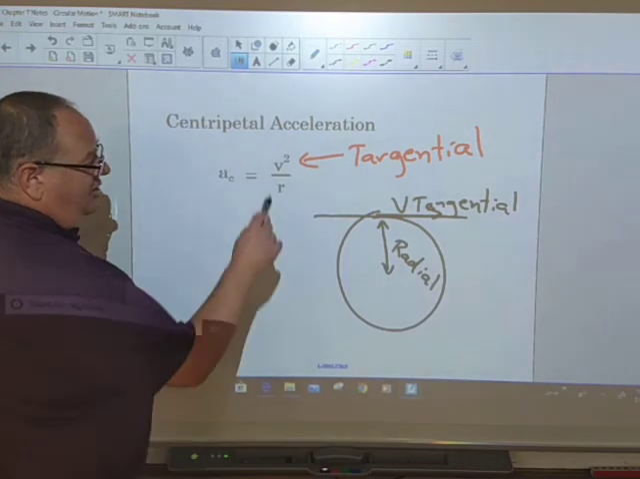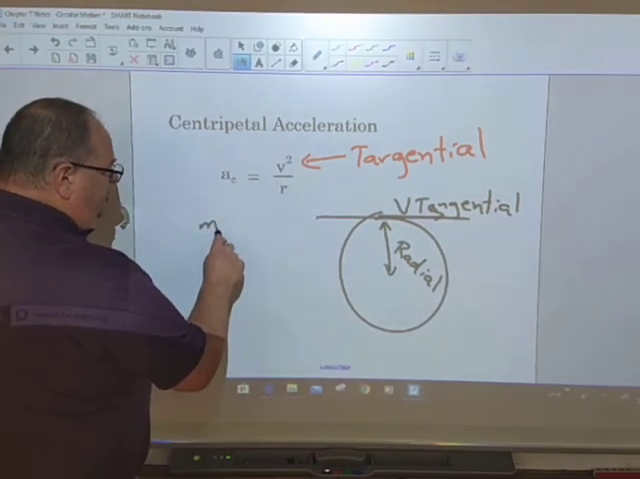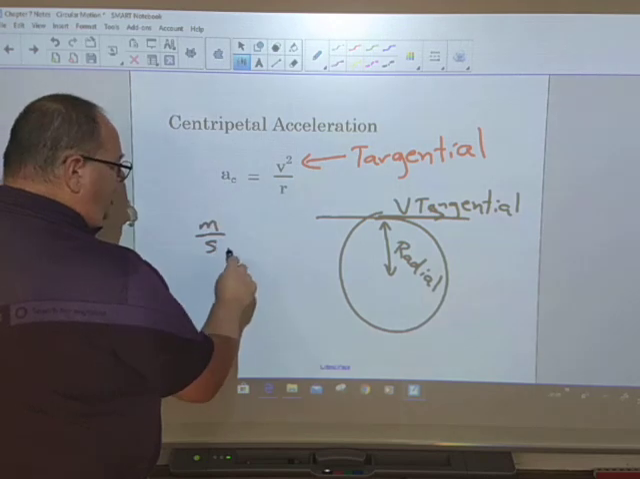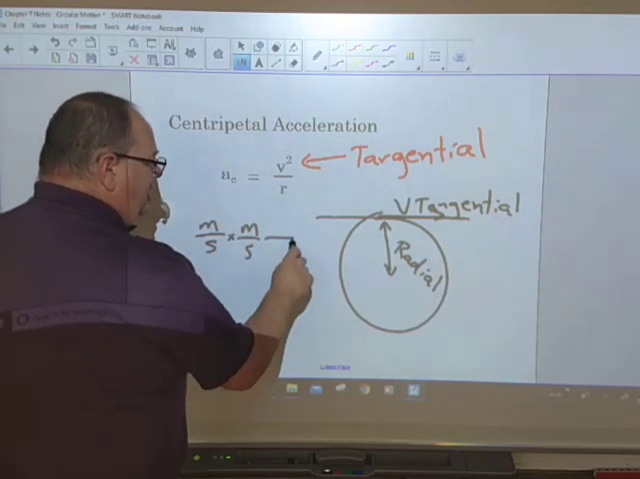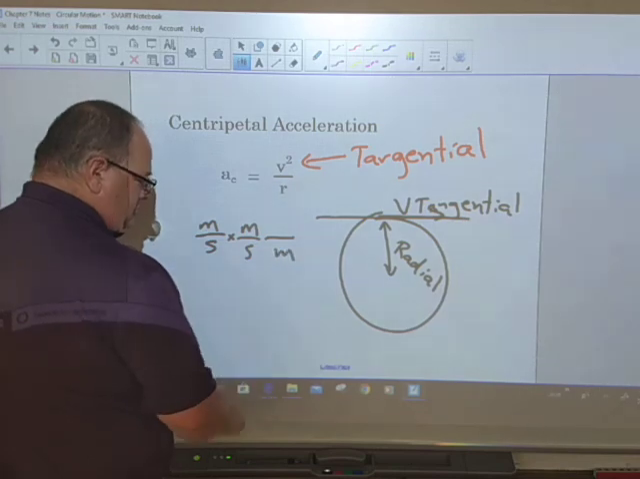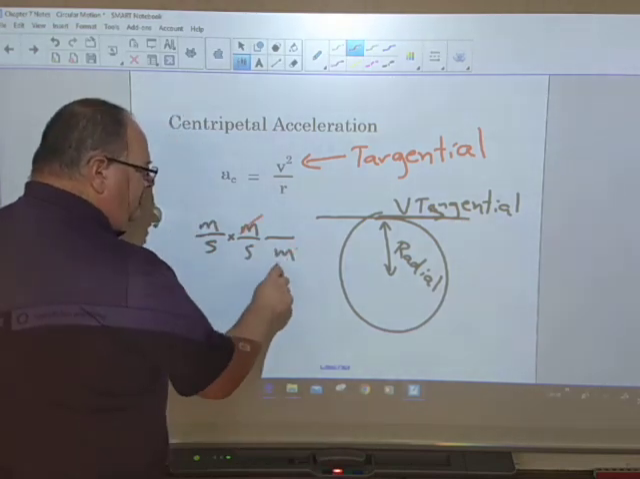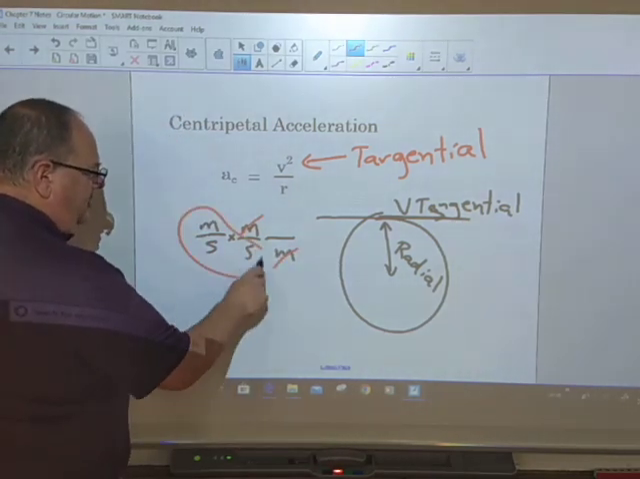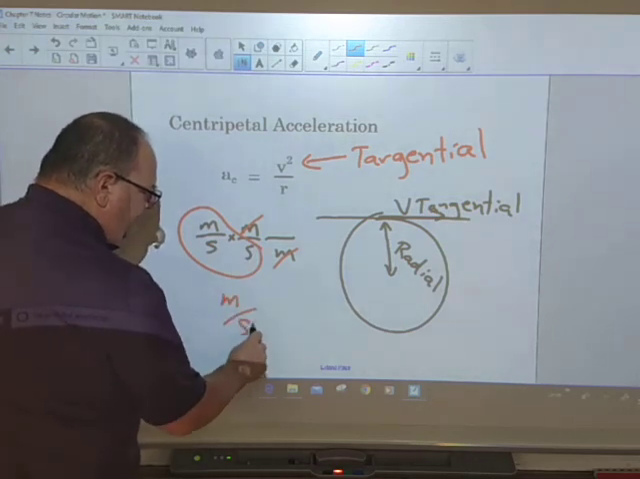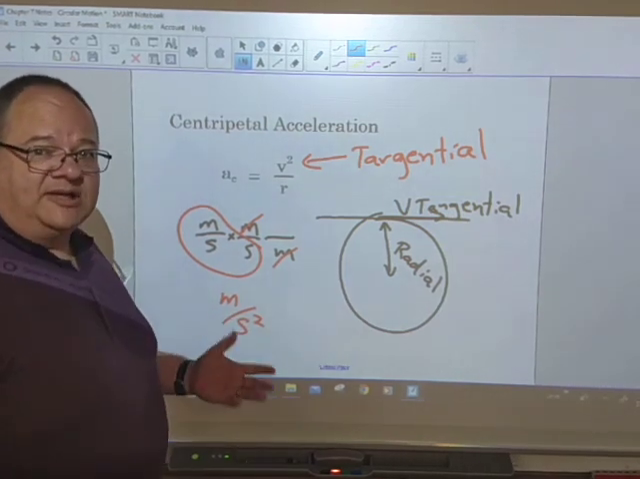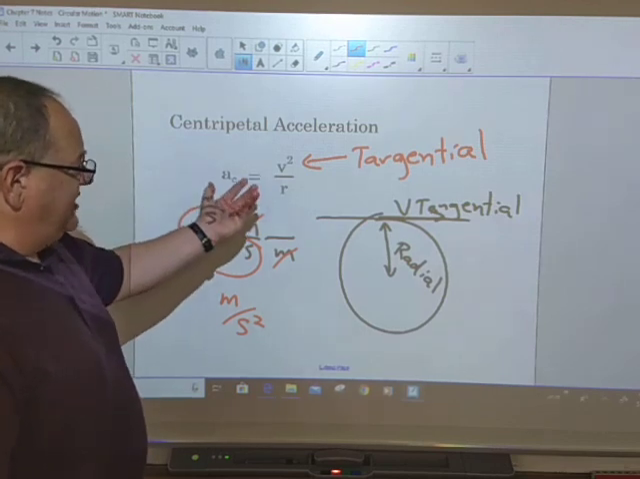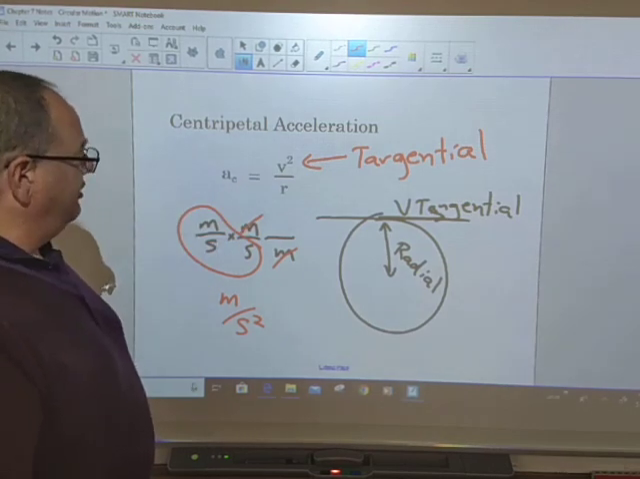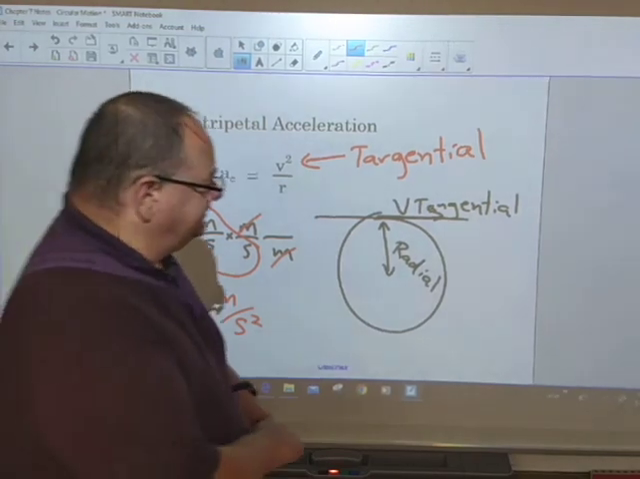Look at labels. If this is meters per second, and we got another meters per second because that's squared, and we're dividing by meters, meters cross off, and look, we got meters per second squared. And we know from the past that that's an acceleration label. So this is our real basic little formula for calculating a centripetal acceleration.